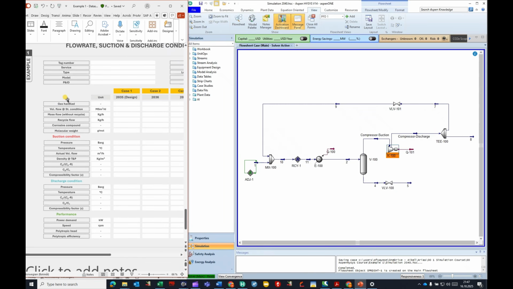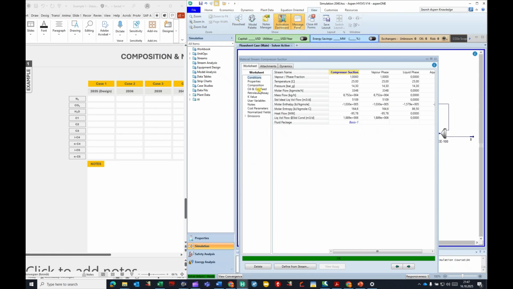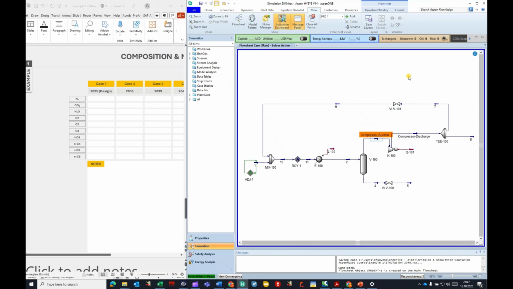For composition, you can use either the suction or discharge stream. You can find the composition in the worksheet tab and composition subtab. You need to repeat this process for all the cases in the datasheet.